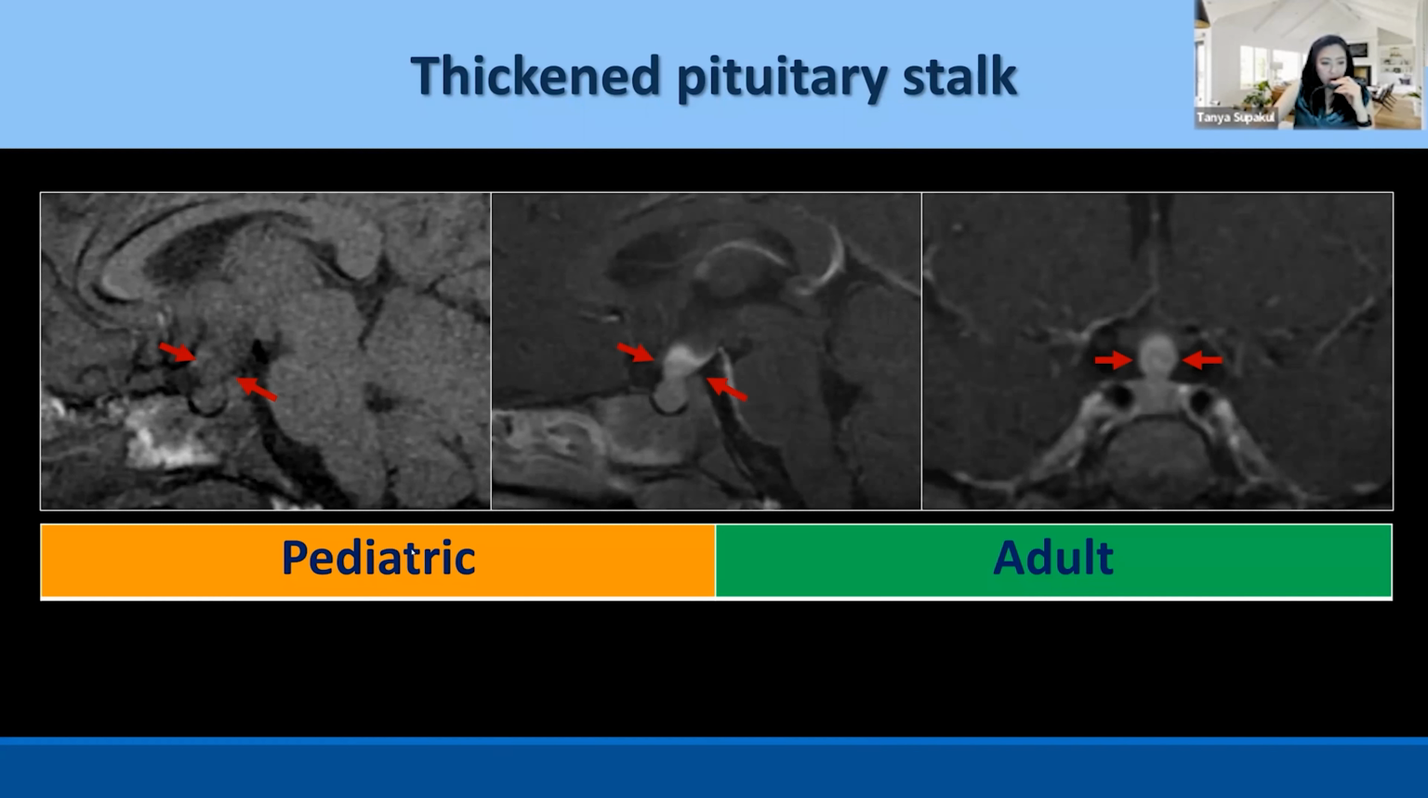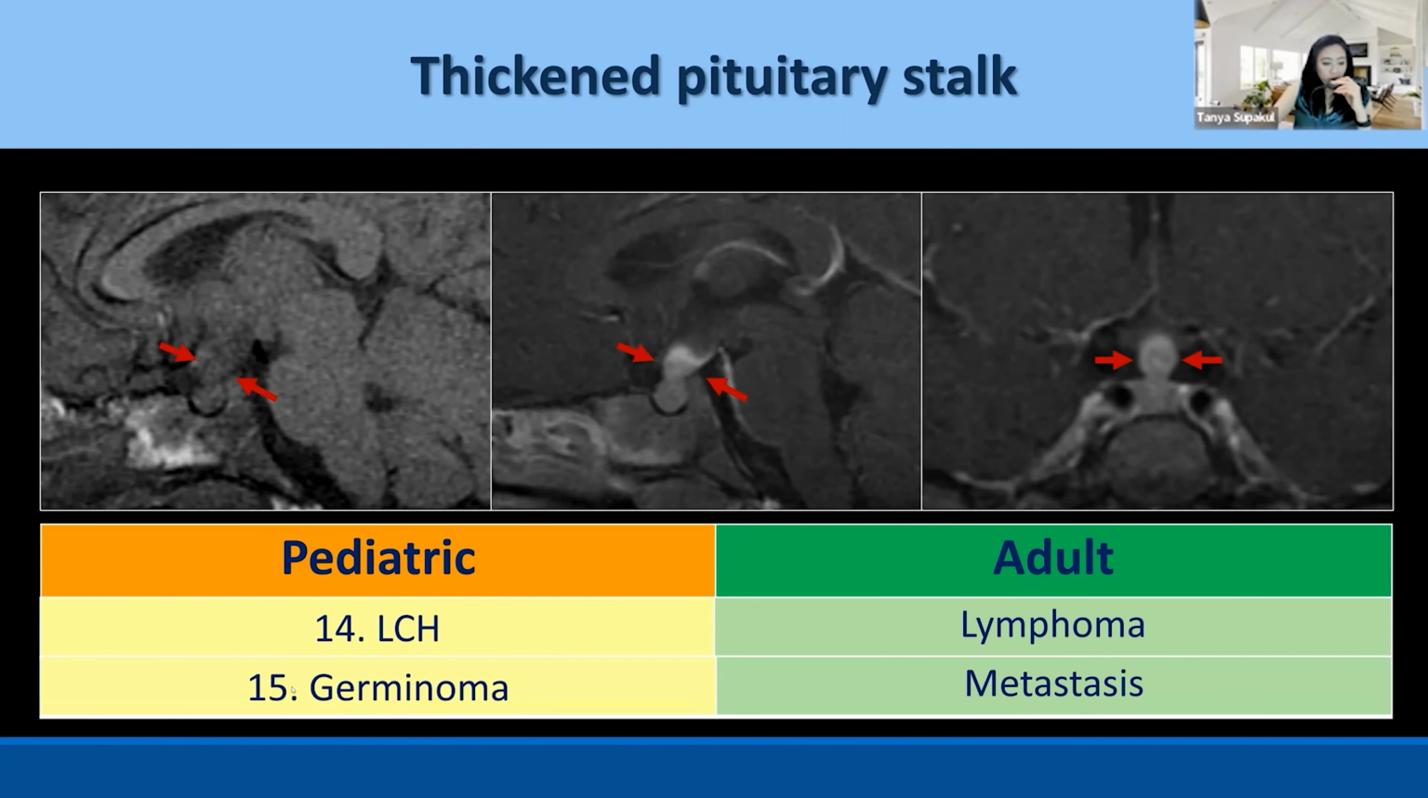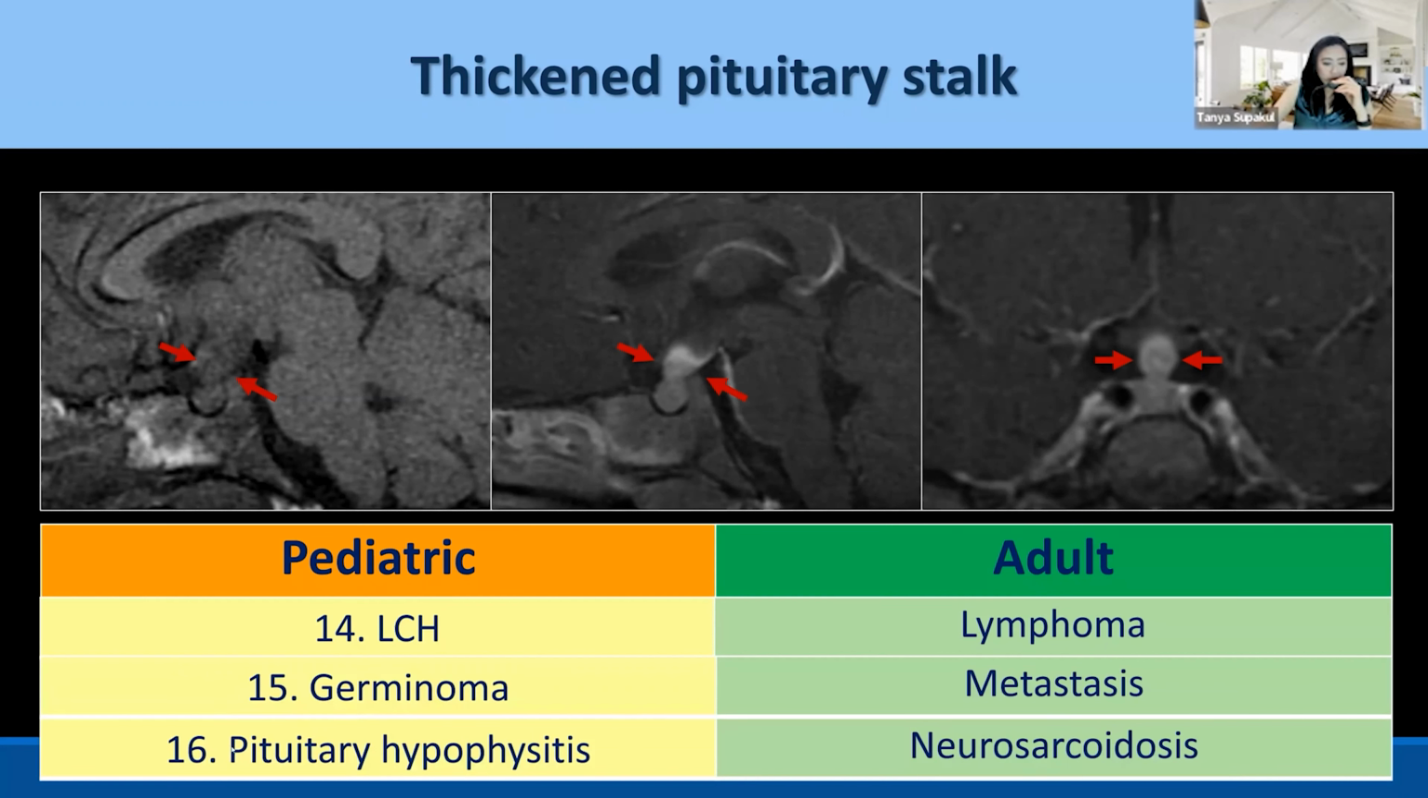So in the pediatric age group, when you see a thickened pituitary stalk, you're thinking about Langerhans cell histiocytosis. But for adults, when you see something weird, you're thinking about lymphoma. In children, it can be germinoma, which is a high-grade tumor, or in adults, it can be metastasis. Or it can be some inflammation like pituitary hypophysitis, or in adults, neurosarcoidosis. So this is a group of differential diagnoses based on age group for a thickened pituitary stalk.